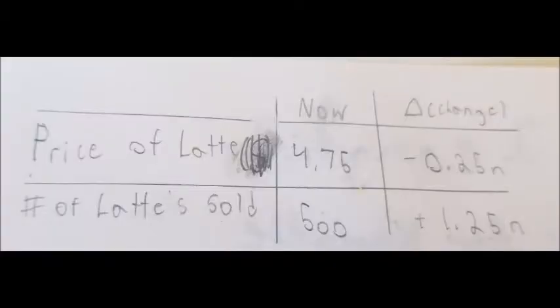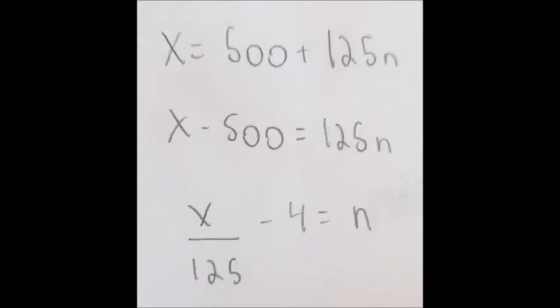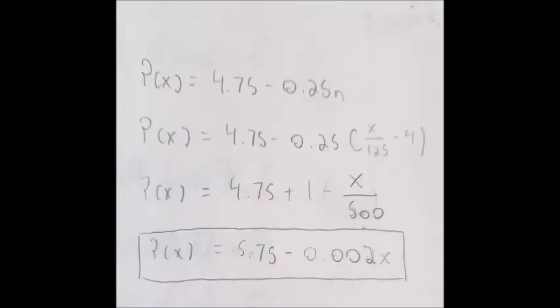An easy way to start this problem is to sort the information already given to you in a table comparing the price and number of items sold and the expected change in both values. We then create our two equations, setting them equal to x. Next, we can isolate one of the equations for n. And finally, substitute that value into the other equation to get the demand or price function.